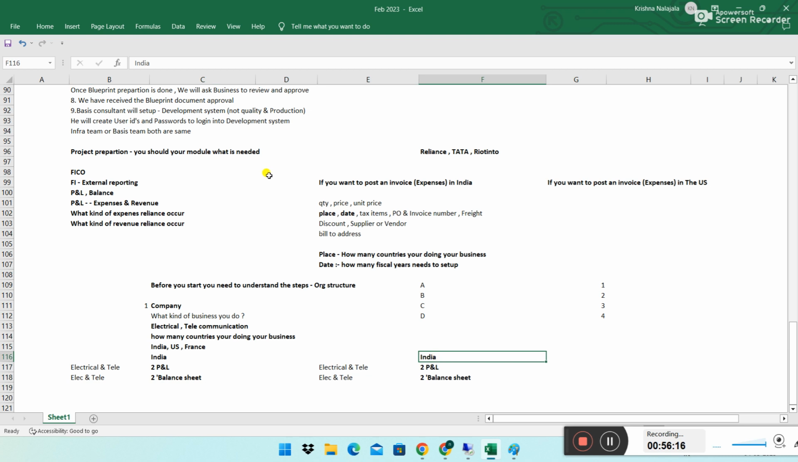Say this is the US. In the US also they are doing two businesses, so they have to keep them separate. Then the same thing they have to do for France also, right? Yes or no? Yes, sir.